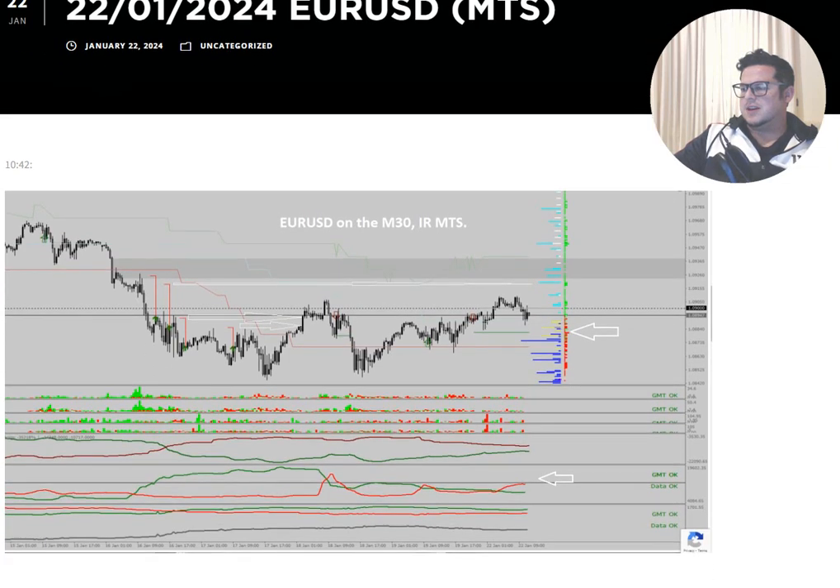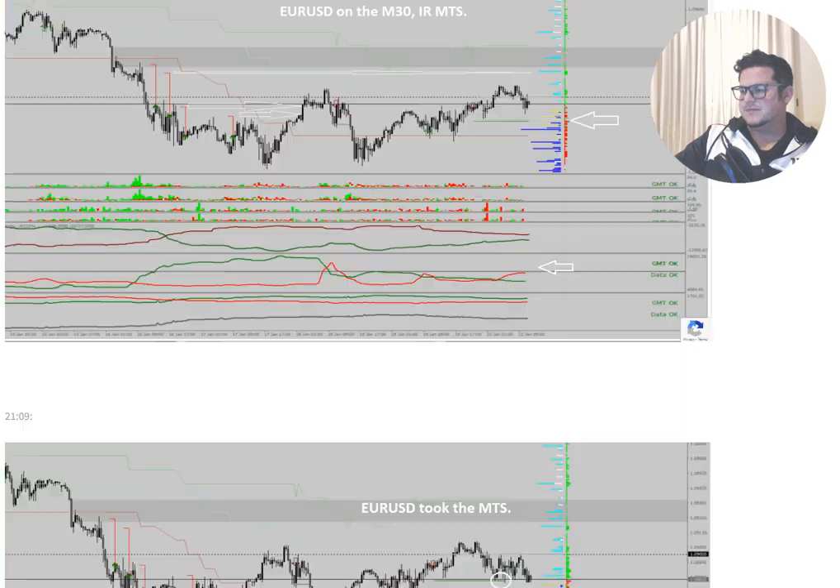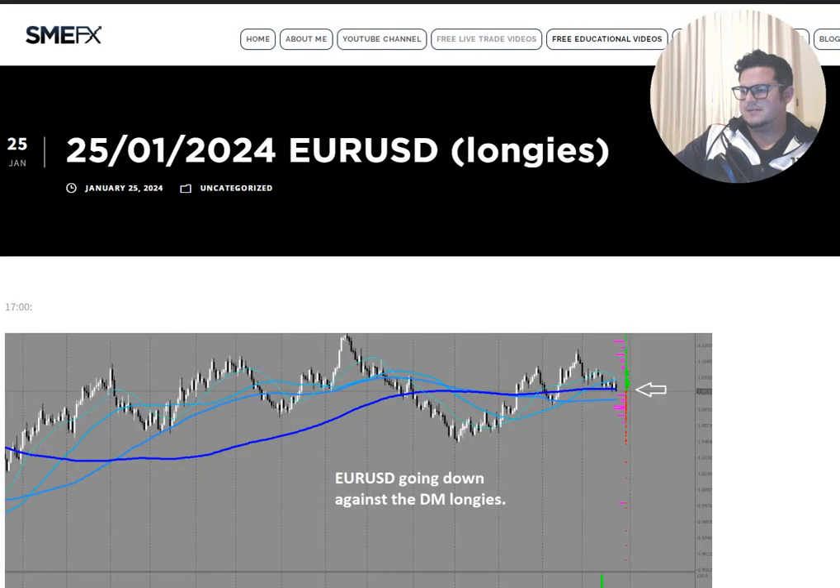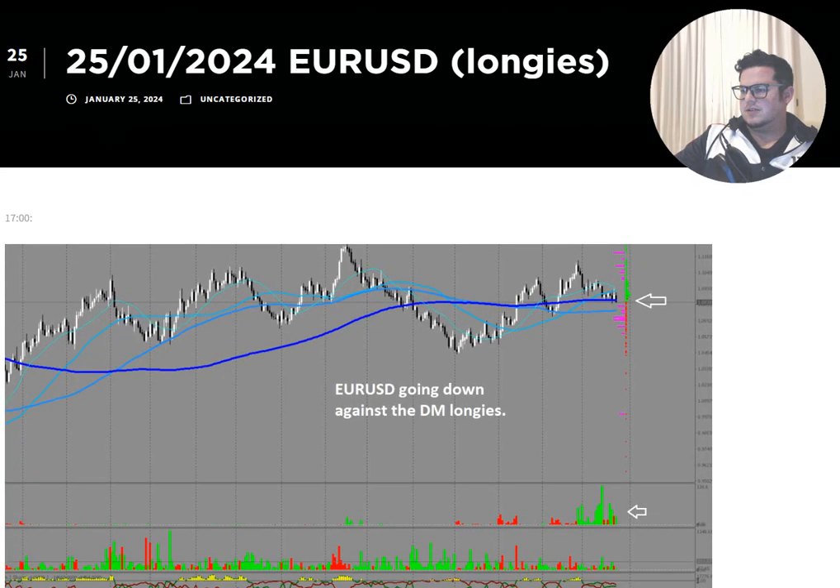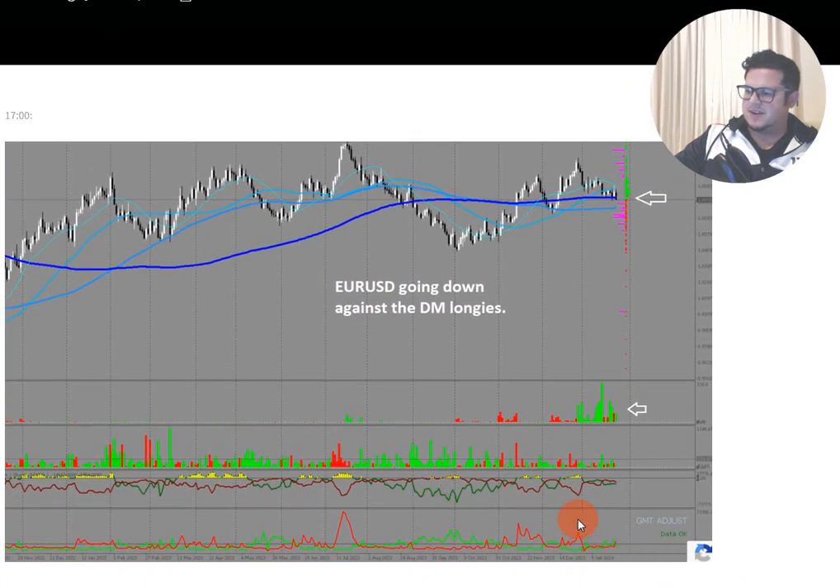So euro dollar, you remember it was sideways for a while. It filled some of the option strike targets. Then it has this MTS below the price on the 22nd. Boom, and they took it the same day. Okay, so nice short trade towards the MTS within this consolidation. Nice little trade there. And overall, you see how some longies came in, even though the market is not really in a high buy situation.